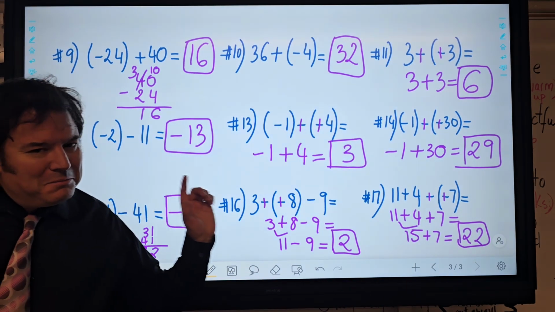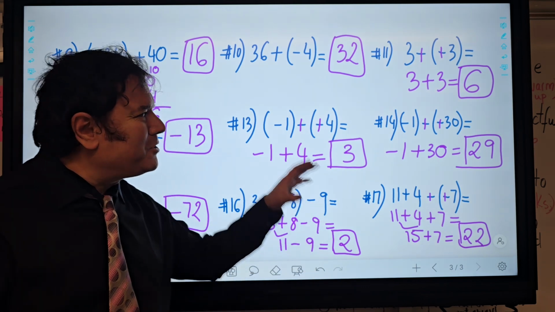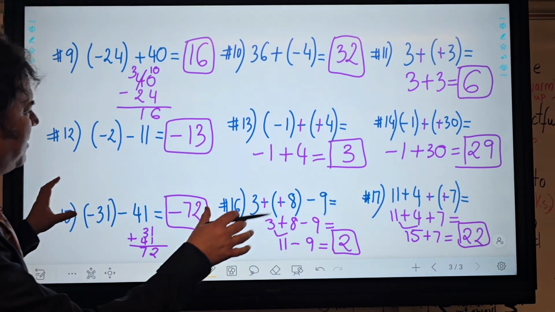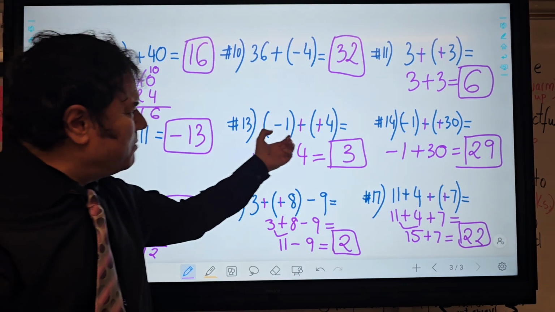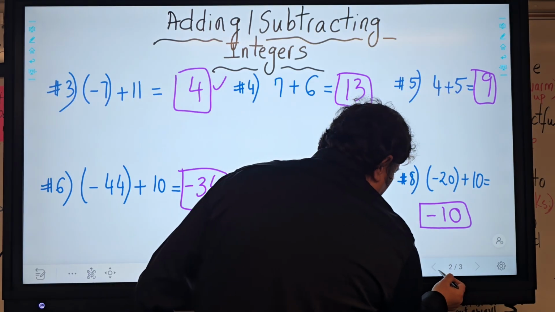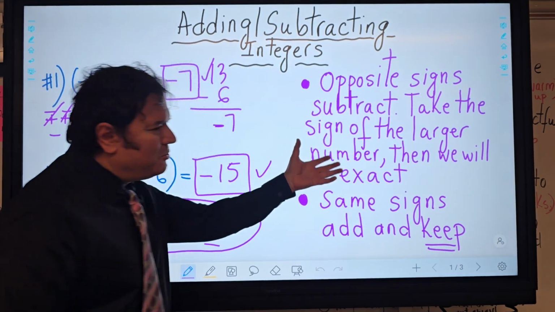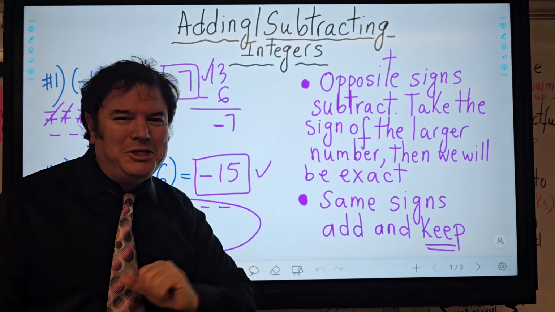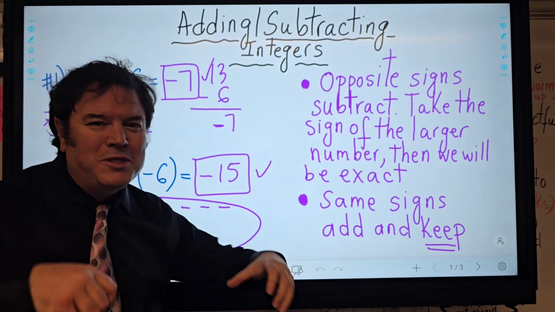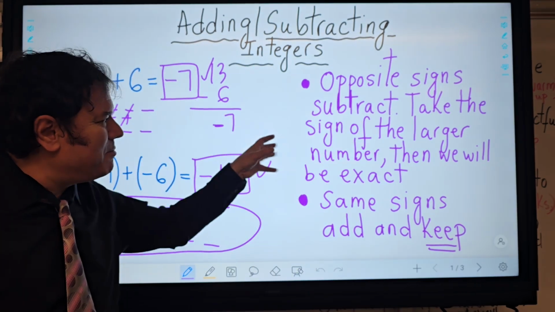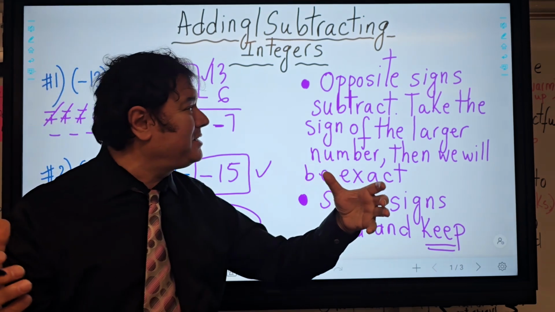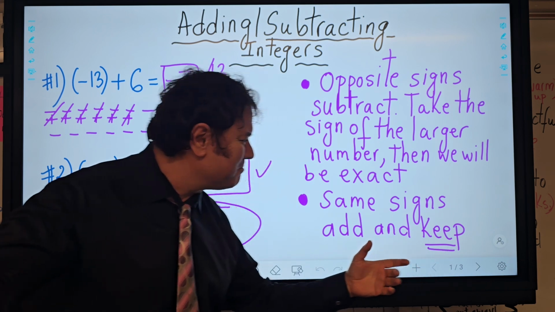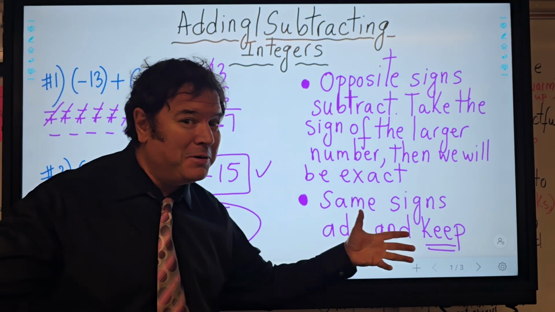So you saw how easy it was for us to add and subtract integers, different types of integers we worked with, a whole bunch of negatives and positives, the boom boom rule, and these songs we learned today. That is always going to help us add and subtract integers with 100% accuracy if we remember these songs. Opposite sign, subtract, take the sign of the larger number, then will be exact. And same signs, add and keep.